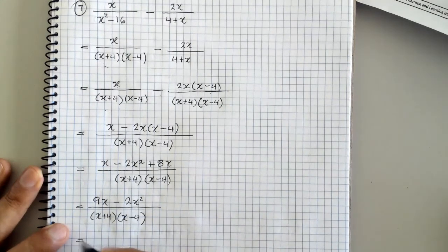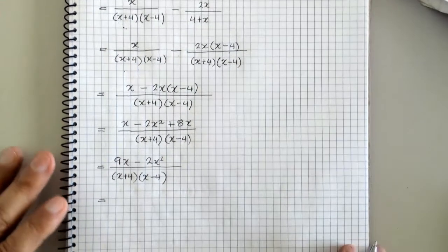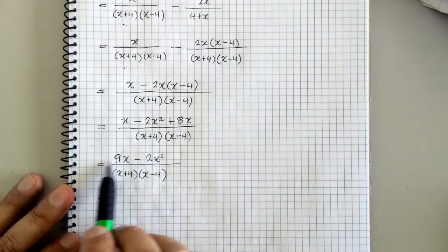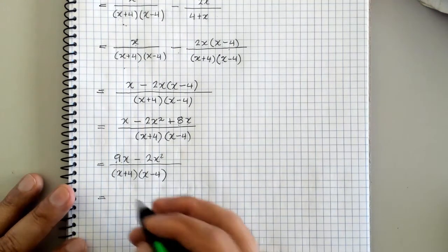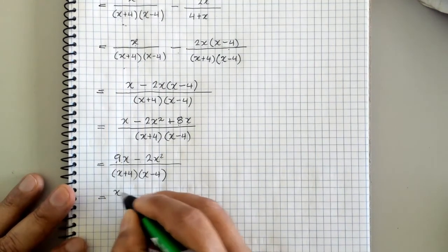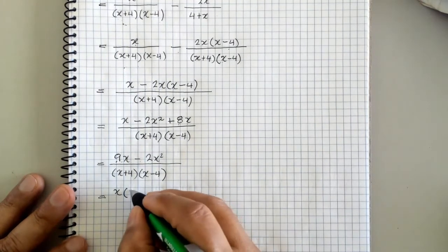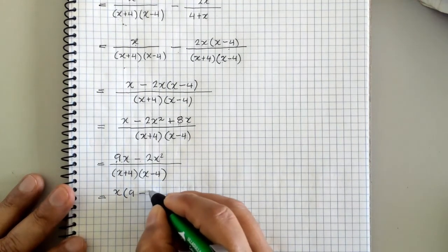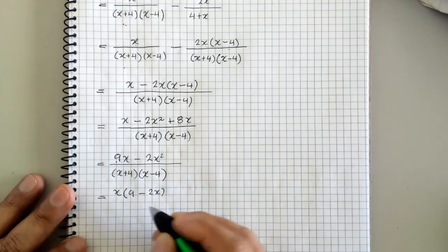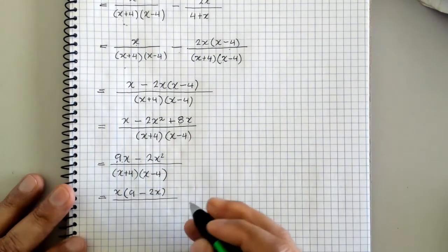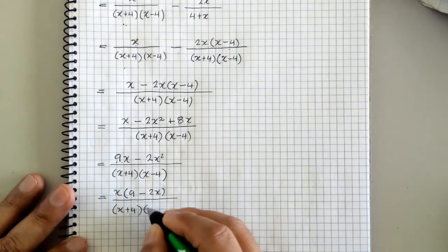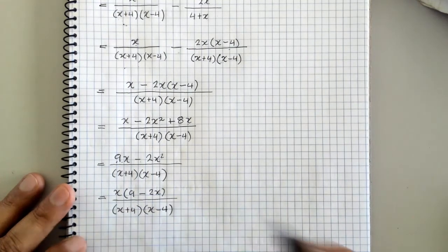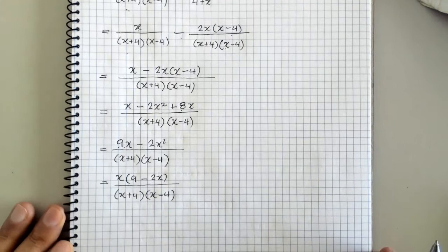And then we're gonna continue, because we can take a common factor from this one. The highest common factor between 9x and minus 2x is just x, and then the other factor is going to be 9 minus 2x, and then we divide that by the common denominator, and that's it. So that is the answer.